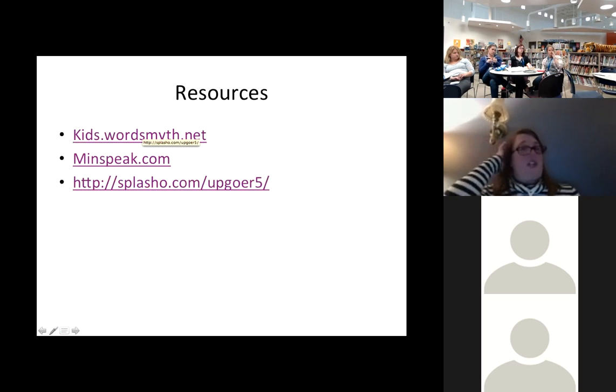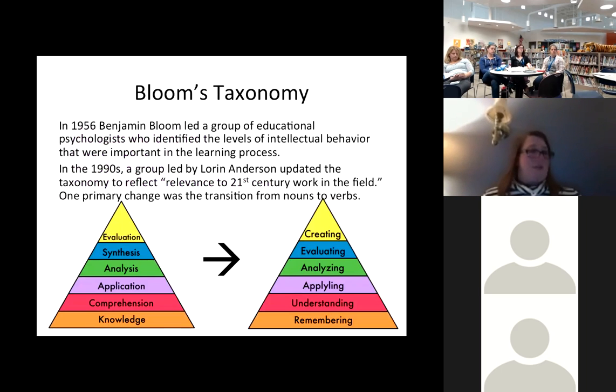The dictionary helps you to kind of simplify. From the 2 examples that I pulled out, you see you have to simplify a little bit further sometimes. On the minspeak.com for some resources just to kind of practice, and the splasho.com to practice. We're going to shift gears for a minute, until the end, and take a look at Bloom's taxonomy.